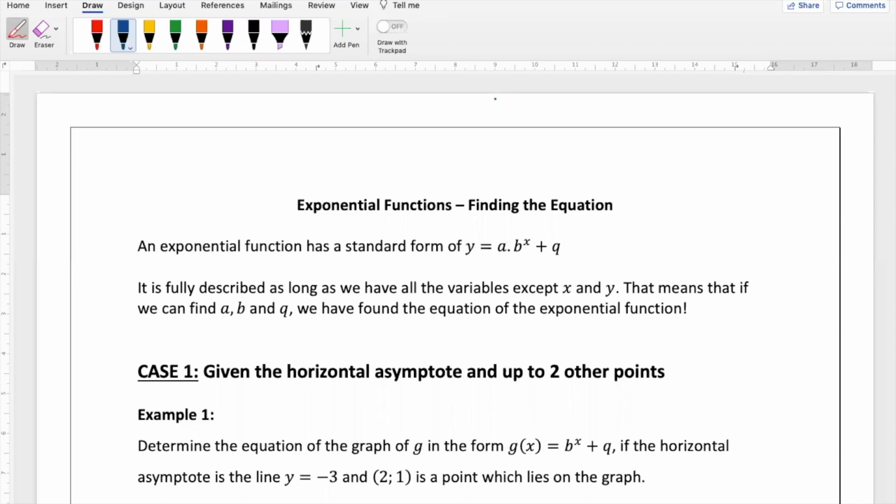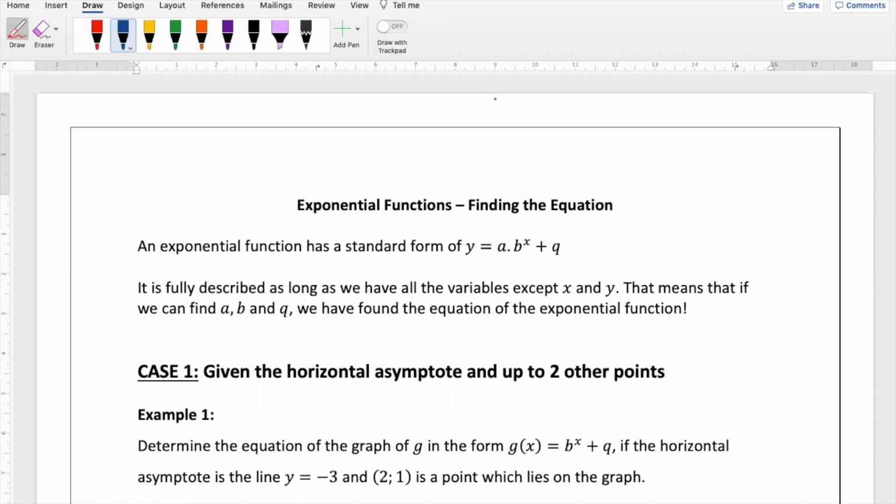Yesterday, we introduced the exponential function. We had a look at its standard form, and we had a look at what each of the components does to the actual graph. We know that for any function, it's fully described as long as we have all the variables except x and y, which are our inputs and outputs. That means that for the exponential function, if I can find a, b, and q, then I've got the equation.